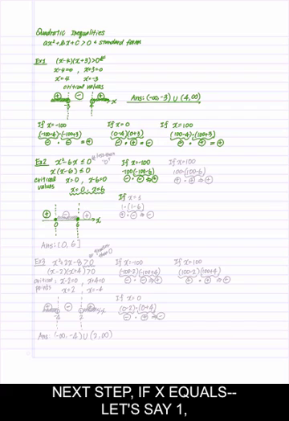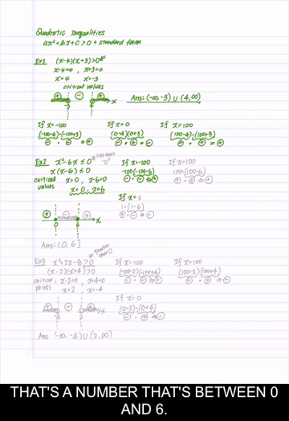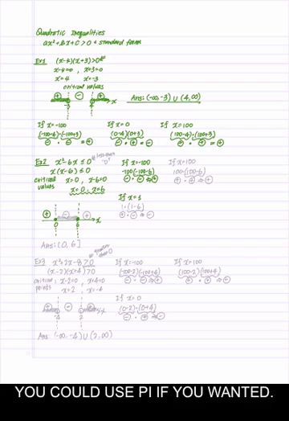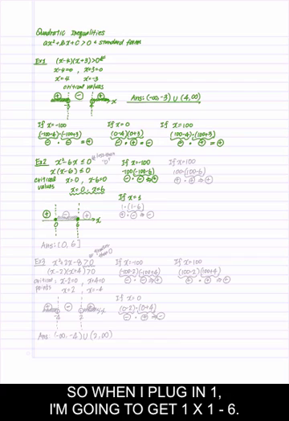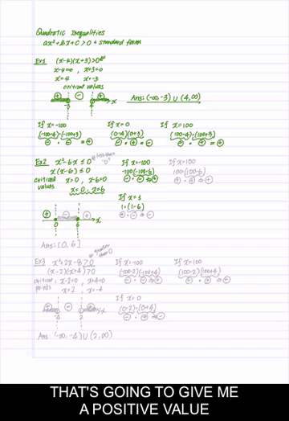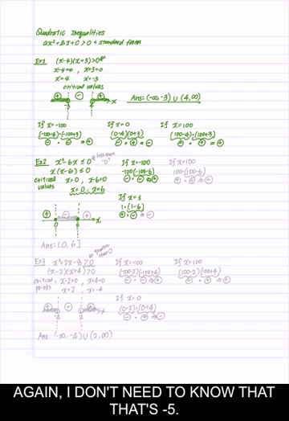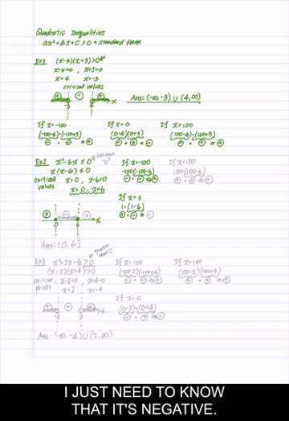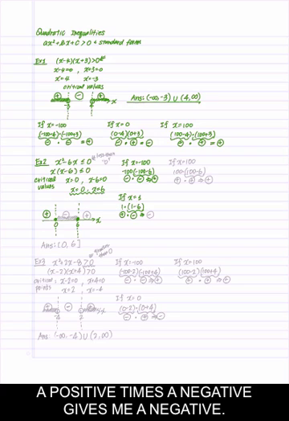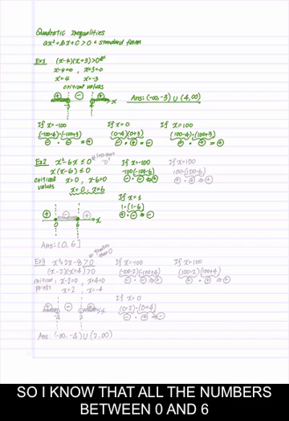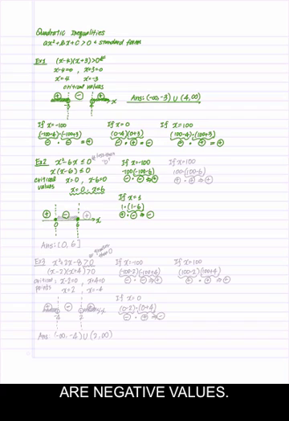Next up, if x equals, we'll say 1. That's a number that's between 0 and 6. Any number would work. You could use pi if you wanted. So when I plug in 1, I'm going to get 1 times 1 minus 6. That's going to give me a positive value times a negative value. Again, I don't need to know that that's negative 5. I just need to know that it's negative. A positive times a negative gives me a negative. So I know that all of the numbers between 0 and 6 are negative values.